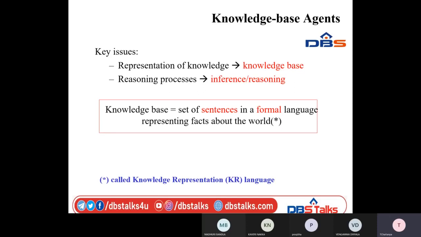See here, a knowledge base is a set of sentences in a formal language representing facts about the world. Whatever the facts are, they can be represented in terms of formal sentences. That is a knowledge base.